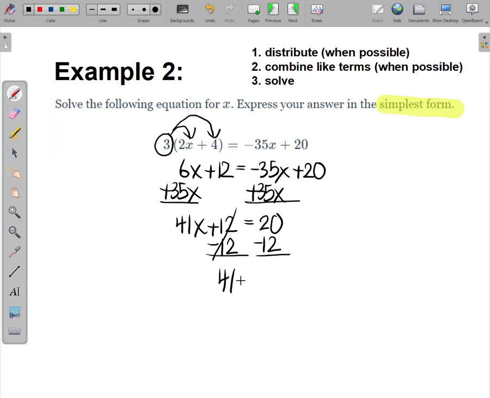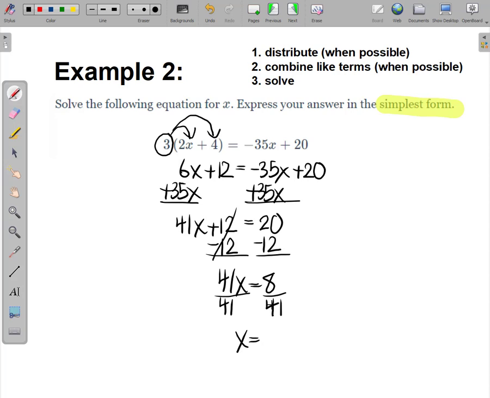Cancels. And I now have 41x is equal, let's see, 20 minus 12, that's going to leave me with 8. And then to get rid of this 41 that's in front of the x, I'm going to divide by 41 on each side. 41 divided by 41 is 1, and 1 times x would simplify to x.